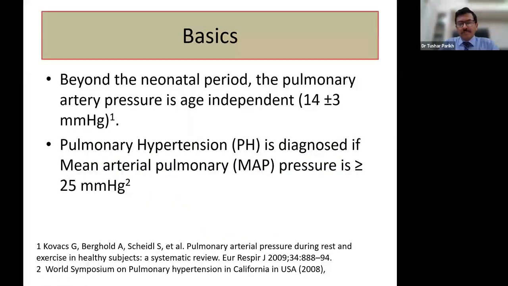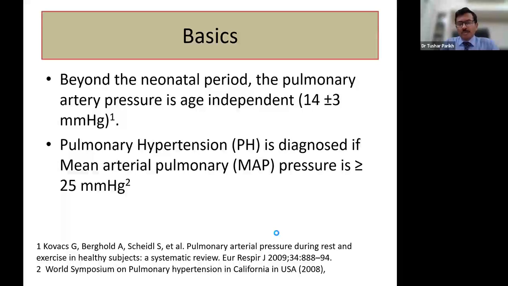So why is the pulmonary hypertension issue important in the newborn period? Because beyond the newborn period, we say that the pulmonary artery pressure is age independent, which is about 15 millimeters of mercury. And if the mean pulmonary pressure is about 25, then we consider it as pulmonary hypertension in a period above 1 month of age.